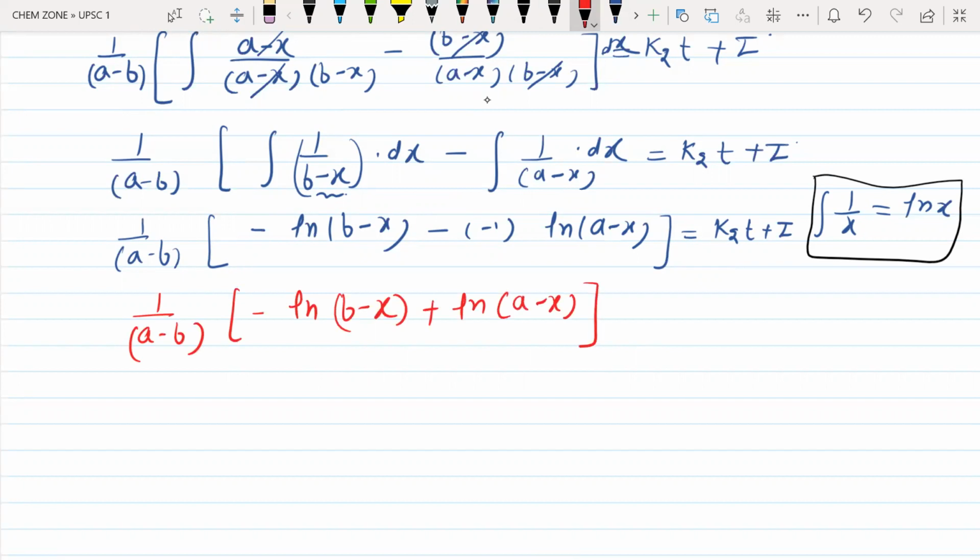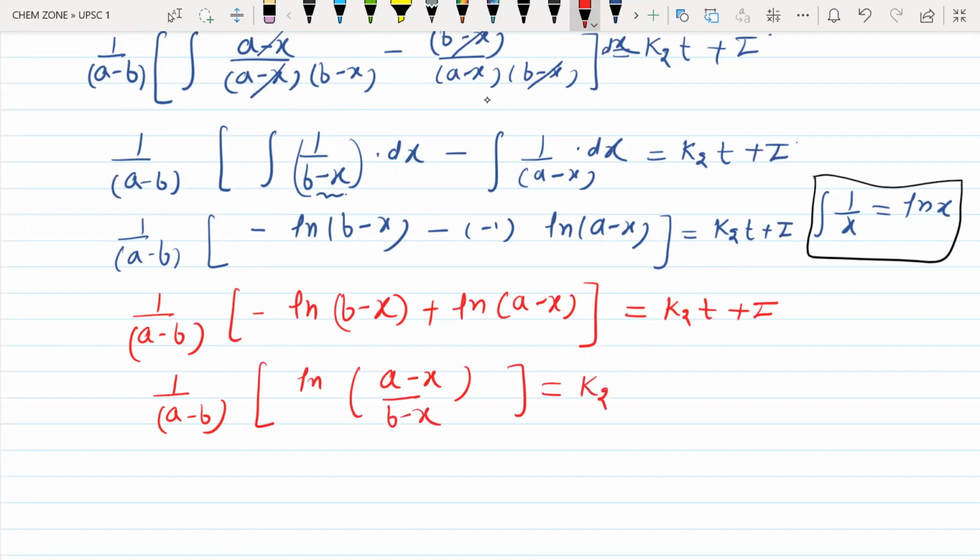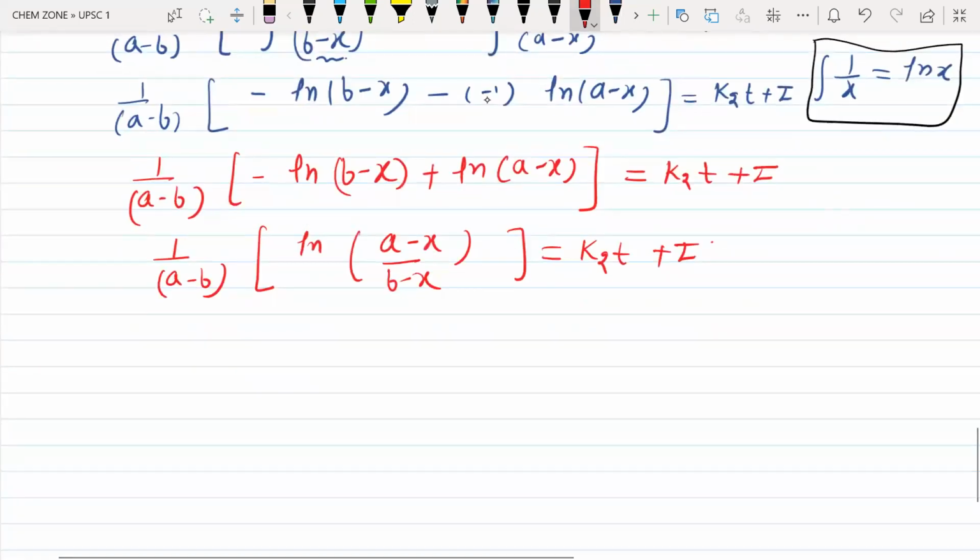You can directly use this formula if you don't remember those steps. Now apply the property of log, which suggests log m minus log n will be taken as log m upon n. So now we need to find out the value of I.